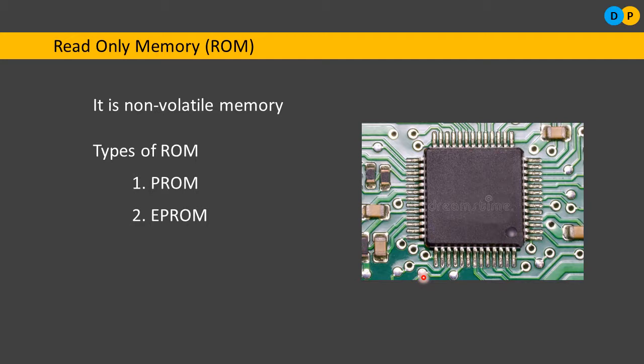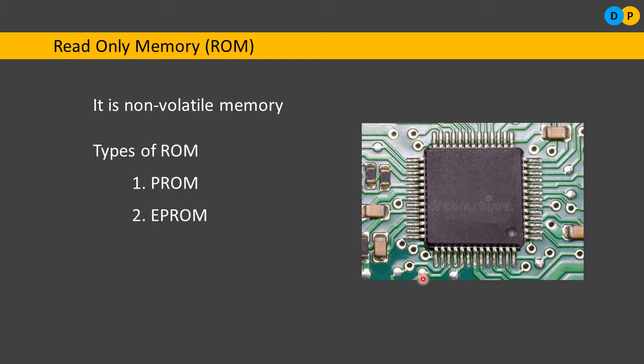The second one is EPROM, that is erasable programmable read-only memory. In the first variety, PROM, we can program the ROM only once. But in EPROM, the instructions can be changed and reprogrammed again. That's why, in certain gadgets where the instructions or initialization parameters need to be changed, we can go for EPROM.